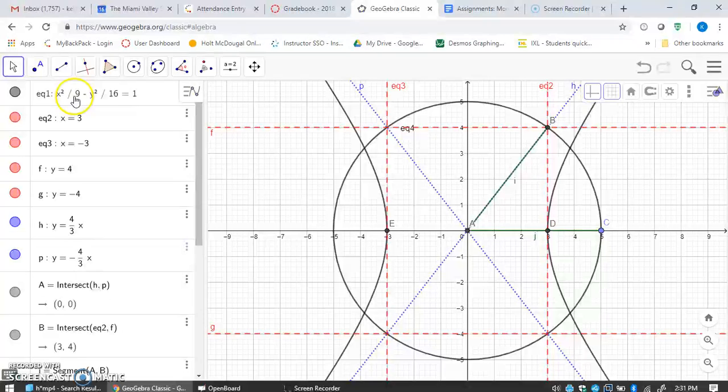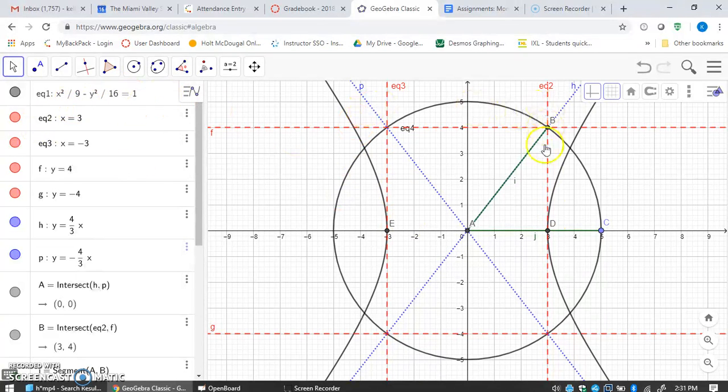So notice that the square root of 9 is 3. So the vertices are on here. This is called the transverse axis. They're right here. There's 3 and there's -3. Now the square root of 16 is 4. What does that have to do with this picture? Well, it's part of the slope.